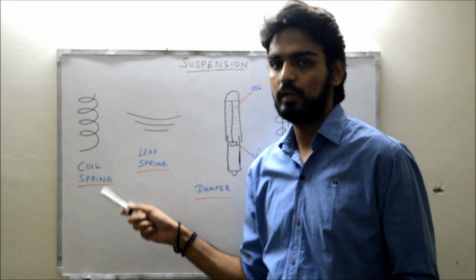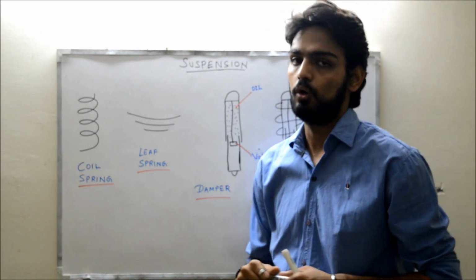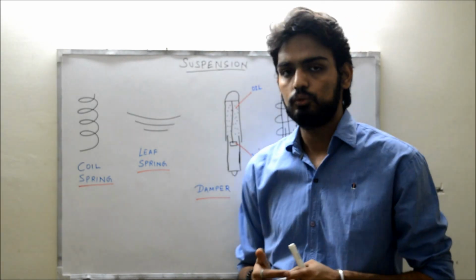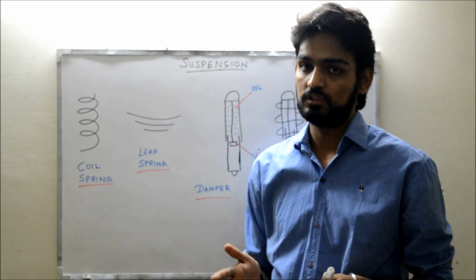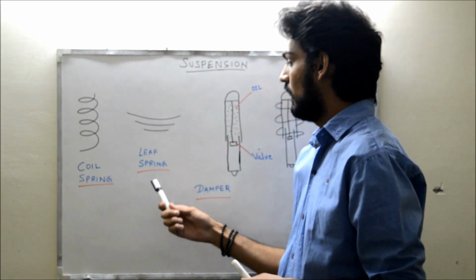Now a coil spring is a spring that is made of elastic materials and it is used to absorb shock. It is also used to maintain a contact force between any two surfaces and is also known as helical spring. This is a leaf spring.